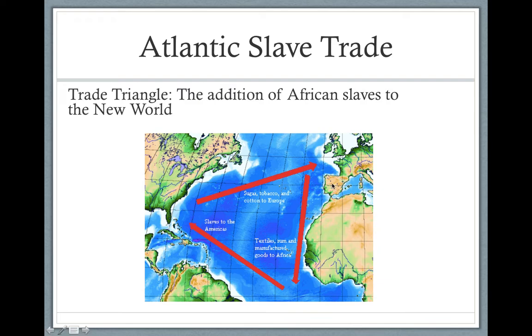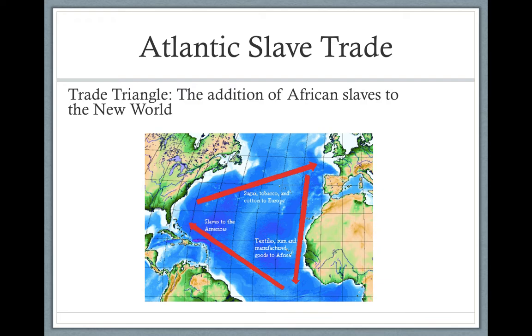So we have these 3 legs of the triangle right here. North and South America are going to be rich with natural resources and land. That's why the Europeans come in the first place. So we're going to see that natural resources and cash crops are going to be sent to Europe. Things like sugar, tobacco, and cotton are going to be sent to Europe. In Europe, many of those things are going to be manufactured, man-made into something. The sugar is going to be made into rum and alcohol.